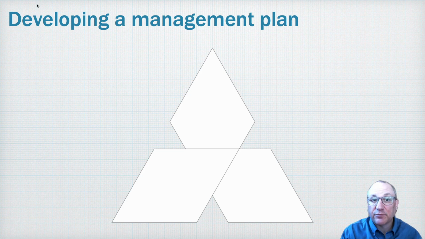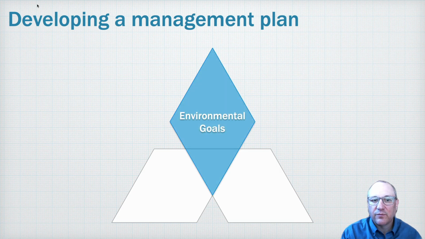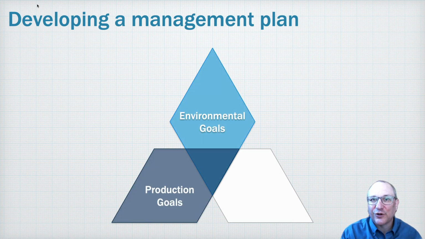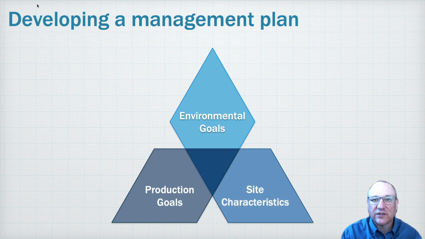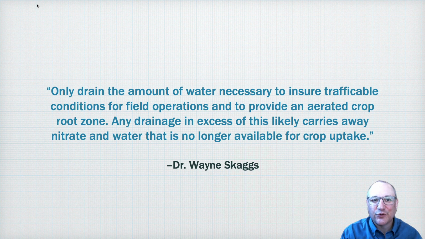In developing a management plan for controlled drainage, we're trying to balance three things: the environmental goals for the system, the crop production goals for the system, and then the individual site characteristics of the field. So, coming back to the golden rule of drainage, the goal should be to manage the system to only drain what is necessary to support crop production and to limit nitrate loss.